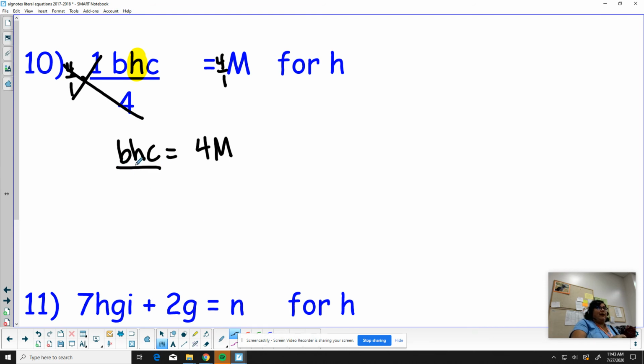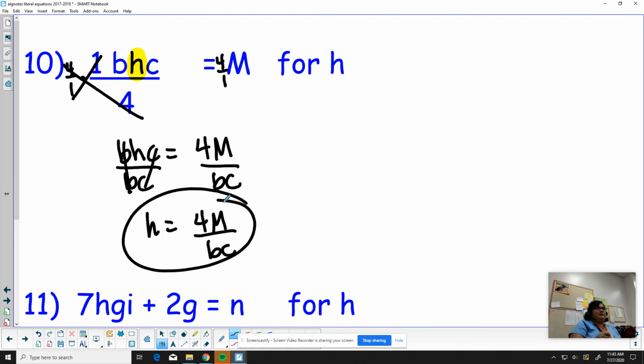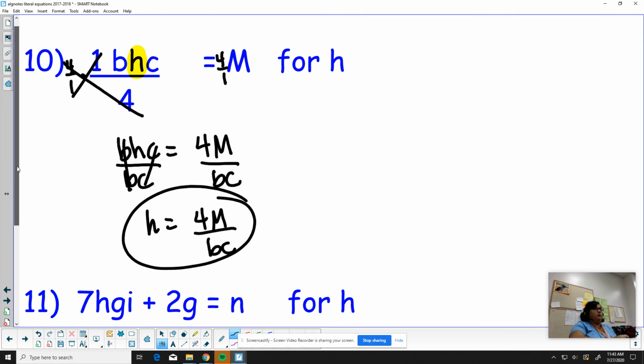And then I'm going to divide because b, h, and c are all multiplied. I just want to get the b and the c away, so I divide by bc. So I'm left with h equals 4 capital M over bc. That's my answer. So anytime you have that fraction, you want to multiply by the reciprocal.